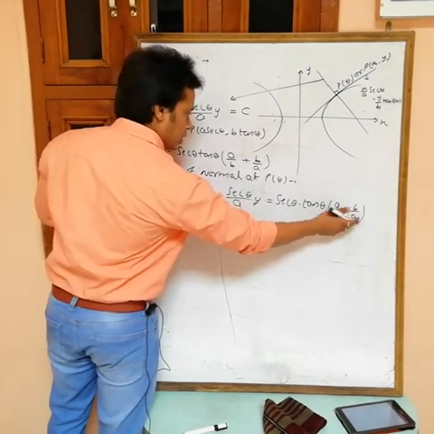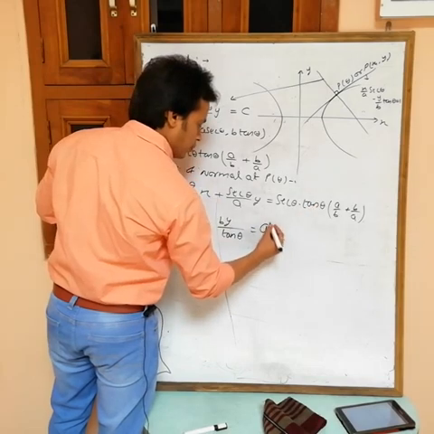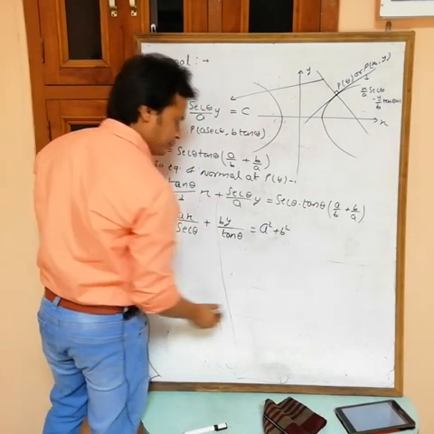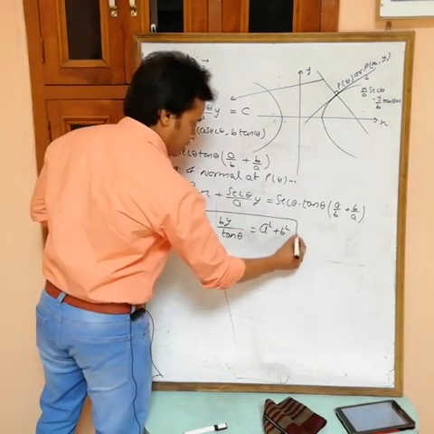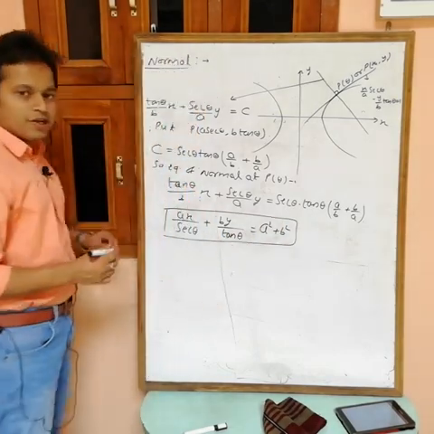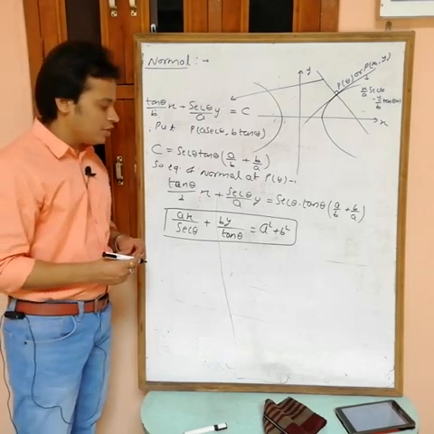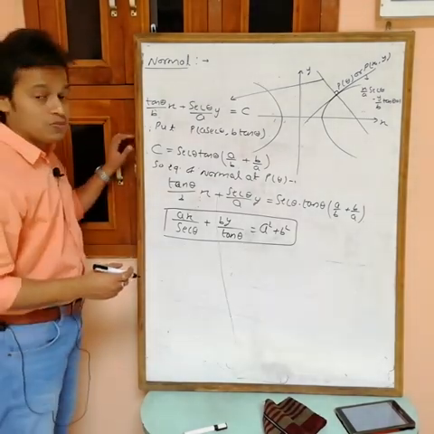equals to, here what we are getting? a square plus b square. So this is the equation of normal at any point P: ax by sec theta plus by by tan theta equals to a square plus b square.